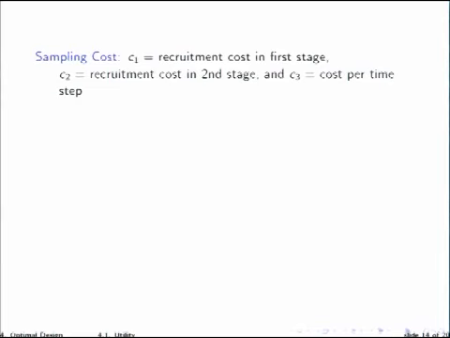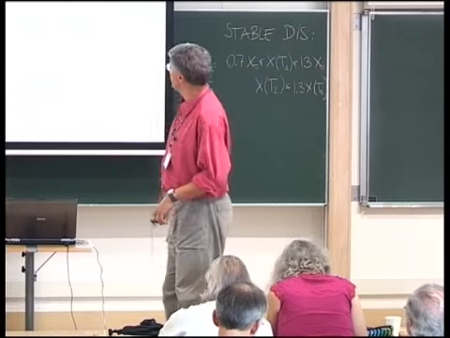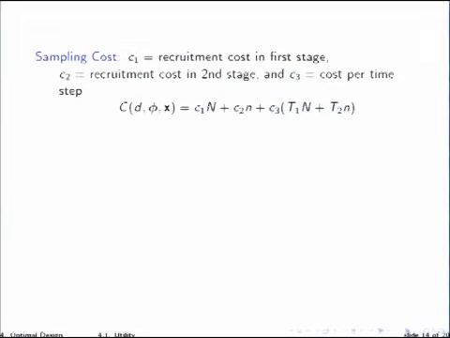The sampling cost is easy. We assume there's a recruitment cost in the first stage, a recruitment cost in the second stage, which is presumably less because you're just continuing with patients who are already in the trial, and a cost per time unit of keeping the patient in the trial. That gives us a cost function that is just a linear function of capital N, the number of patients that you initially enroll, small n, which is random, the number of patients who pass the first step selection, and T1 and T2, the lengths of stage 1 and stage 2. Here is the second part of the utility function. In the end, I'll just add them together.